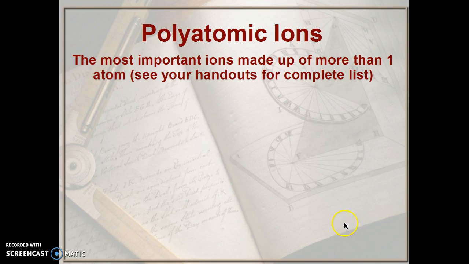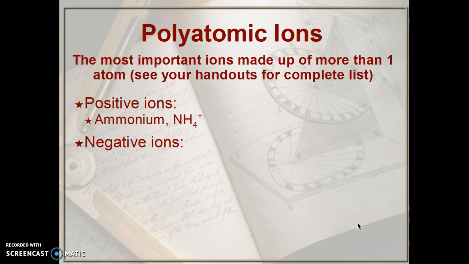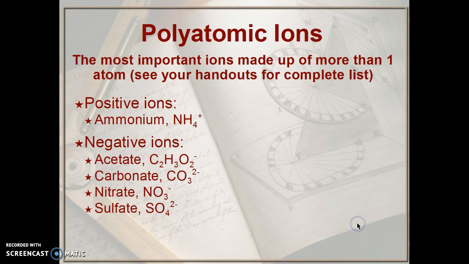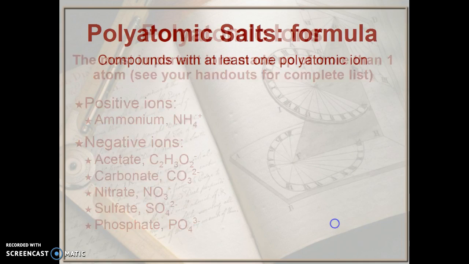Now, the most important ions are made up of more than one atom. I have a list here, but you have to look at your handouts for more complete lists of polyatomic ions, which you should memorize. The positive ions, well, there's really only one important one, the ammonium ion. Negative ions, or anions: acetate, carbonate, nitrate, sulfate, and phosphate. These are the most critical of them. And then, of course, you should also memorize the ones on your handouts.